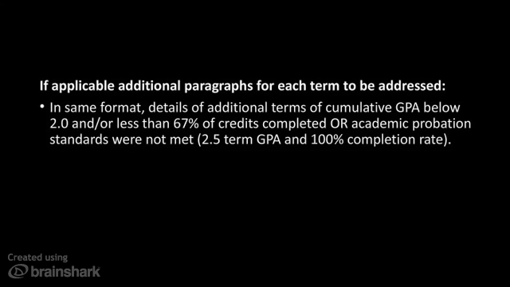If applicable, please provide additional paragraphs for each term that needs to be addressed. Using the same format as before, detail any additional terms where your cumulative GPA fell below the 2.0 or you completed less than 67% of your credits, or if you were placed on academic probation and you did not meet the standards of a 2.5 term GPA or 100% completion rate.